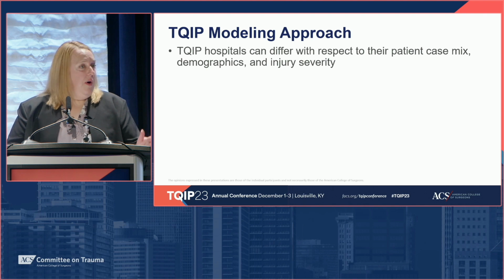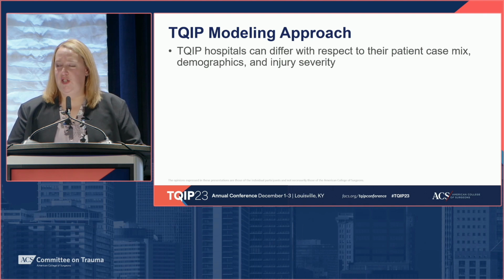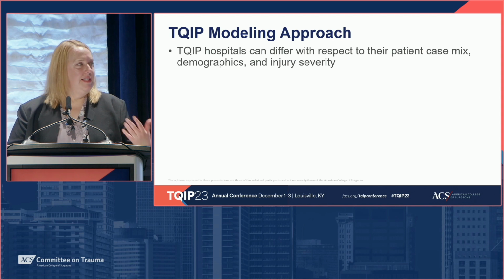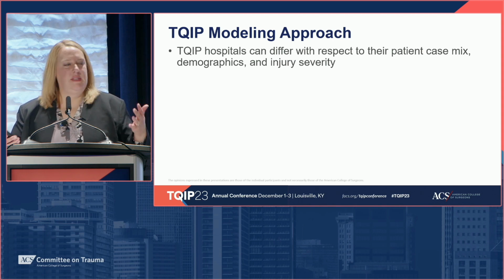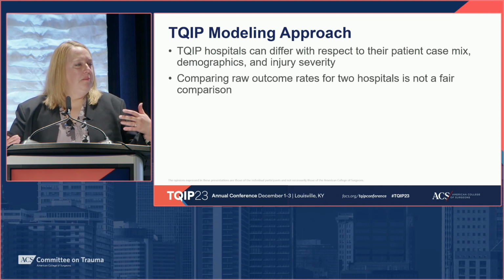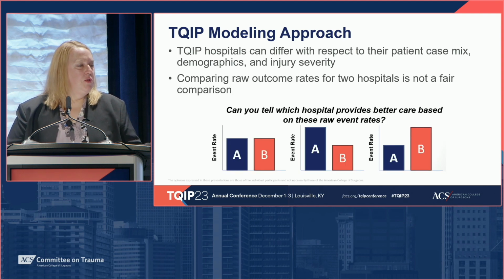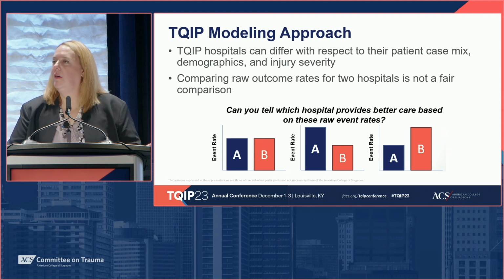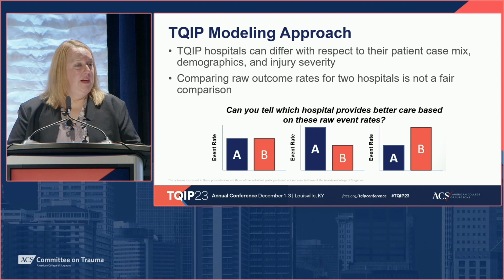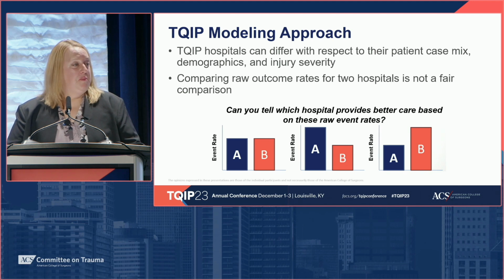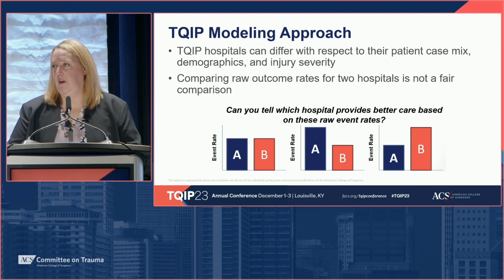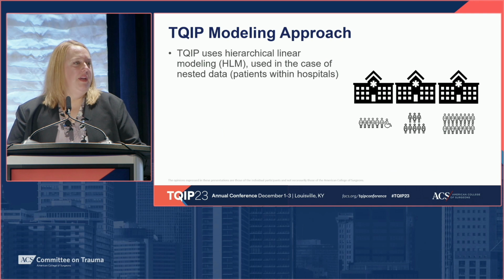So as you all know, hospitals differ with respect to their patient case mix, demographics, and injury severity. Comparing these raw outcome rates for 2 hospitals is not appropriate. If I were to show you these charts right here, would you be able to assess which hospitals are providing better care? I hope not. I can't do it. It might appear obvious, but Hospital A and Hospital B could be serving extremely different populations, so it would not be appropriate to compare any raw event rates. So how do we get around that?